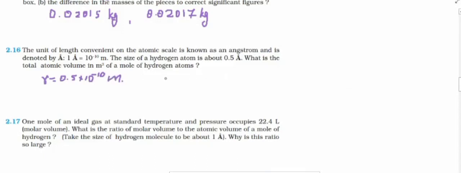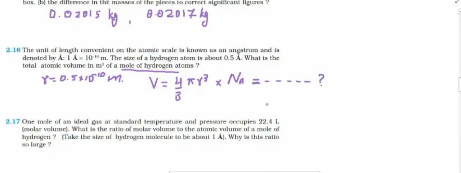What is the total atomic volume in meter cube of 1 mole of hydrogen? So for one hydrogen atom, the volume, assumed to be spherical, is 4 by 3 pi r cube. Then you are asked for 1 mole of hydrogen atoms. So in 1 mole of hydrogen, you know, Avogadro number of atoms will be there. So into Na, Avogadro number, 6.02 into 10 power plus 23, that you have to multiply here. You will get the answer.